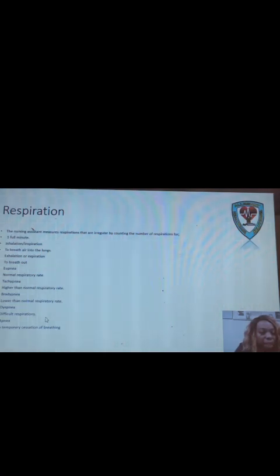The word eupnea is for a normal respiration rate. Tachypnea is when the person is breathing higher than normal, so over 20 breaths per minute. And bradypnea is when a resident is breathing less than 12 respirations per minute. Dyspnea is difficulty breathing. And apnea is a temporary cessation of breathing.